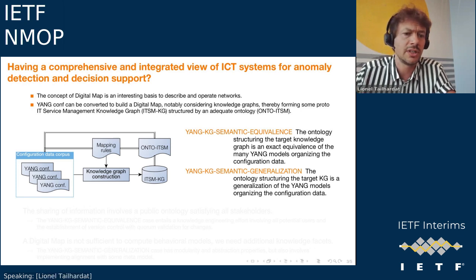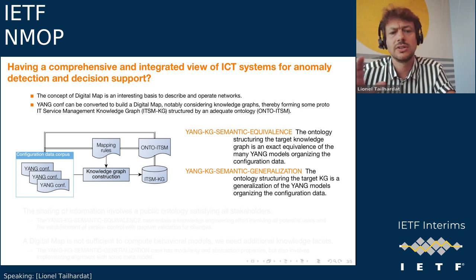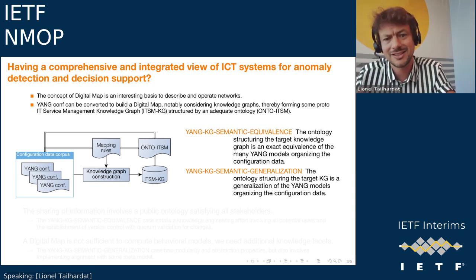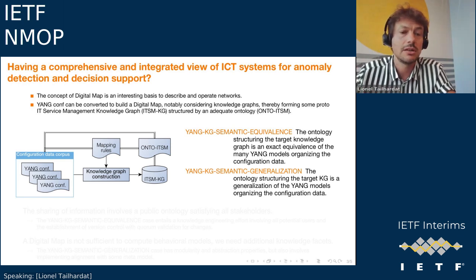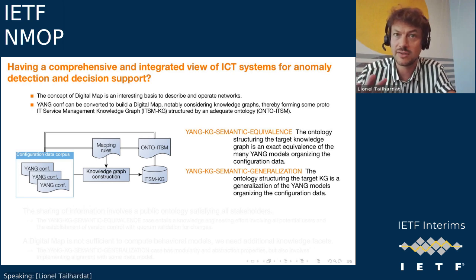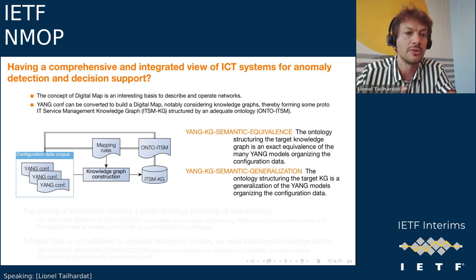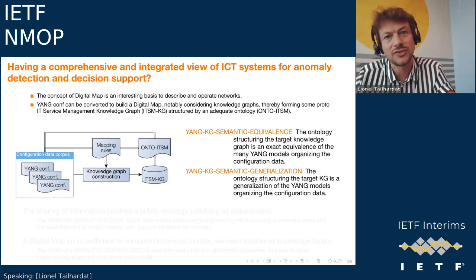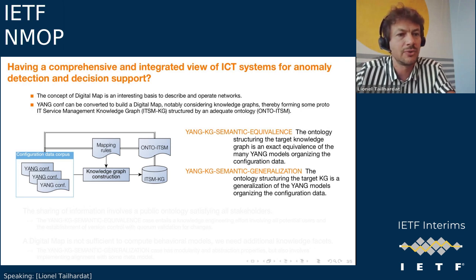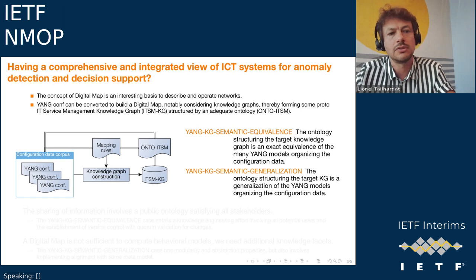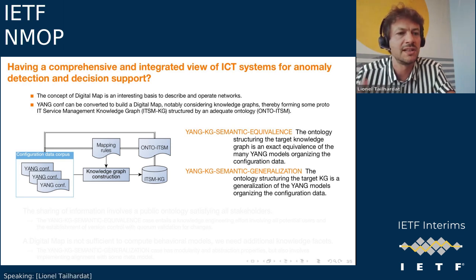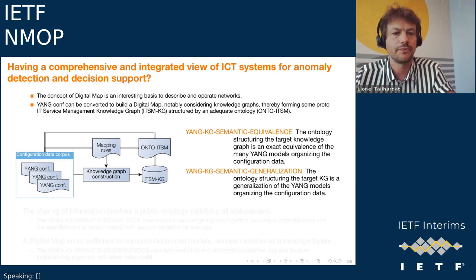And there is a second one that I have called YANG KG semantic generalization, which is akin to saying, I have many data models, or YANG models, let's say. Let's make a network of ontologies to bring them all together, and the data transformation rules will follow. The ones that can be seen as a policy for the knowledge graph construction functional block here.